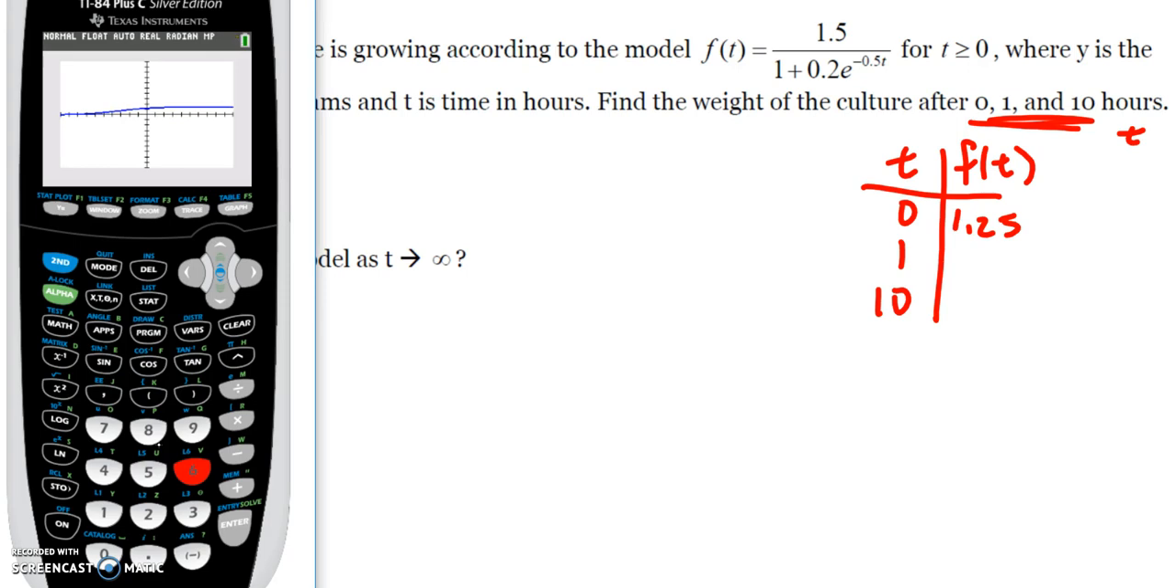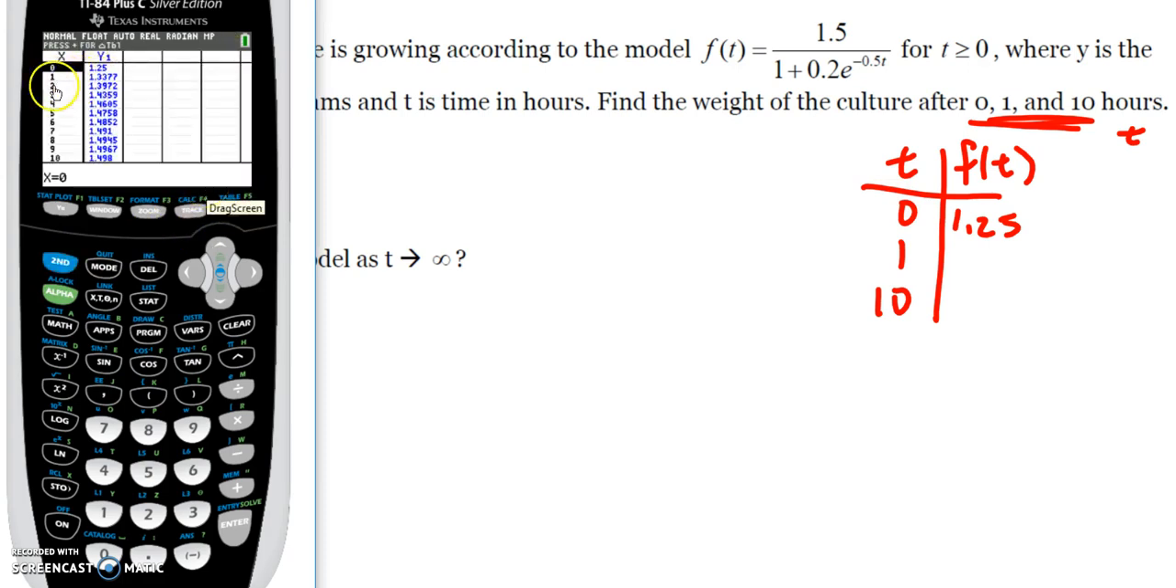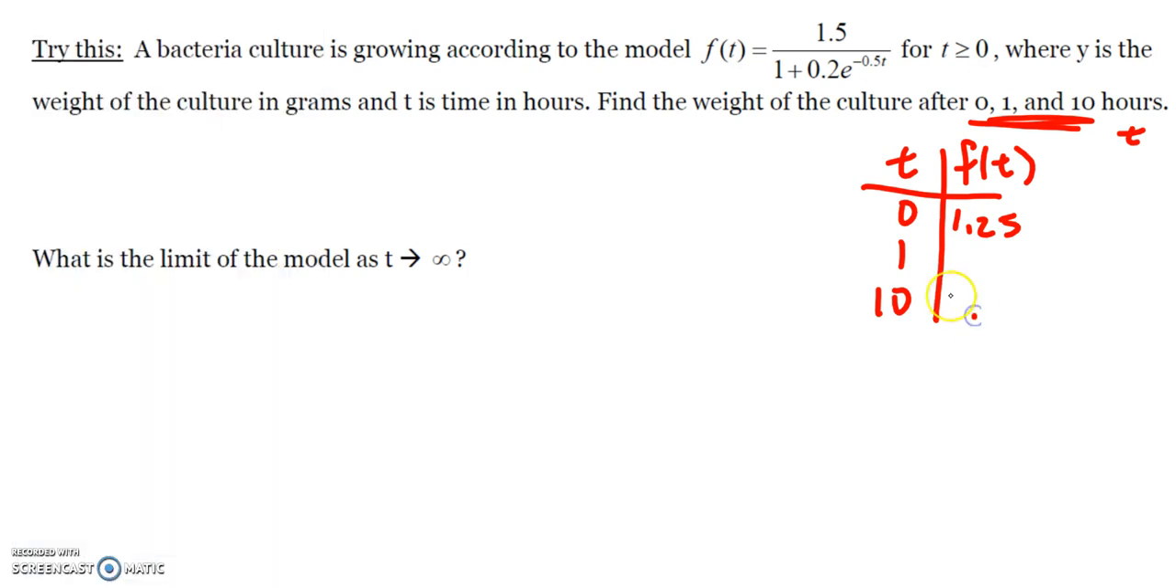Now let's fill in the rest of this table. If I go to my table in my calculator, you can see we already have 0 is 1.25. 1 has a value of 1.3377, and then we also have 10, which is 1.498. Let me fill those in to our table. So these are our weights in grams for when we have 0, 1, and 10 hours.